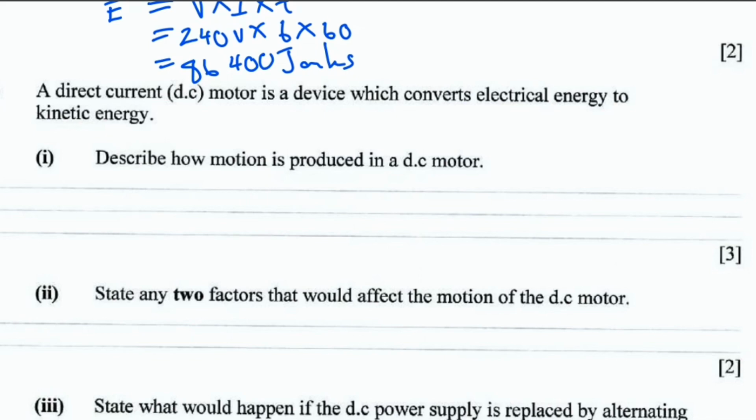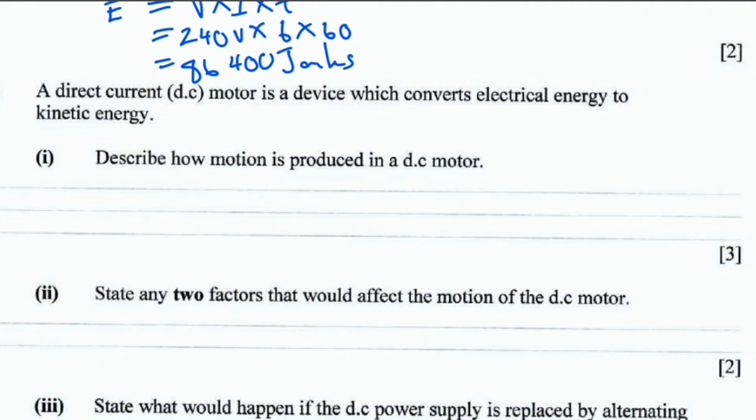Now in a DC motor, you know that there's a current conducting coil, and this current conducting coil has got magnets around it, and the interaction between the current conducting coil, which has its own magnetic field, and the magnets around the DC motor is going to cause the coil to move or to have motion. Okay, so let's put that down.